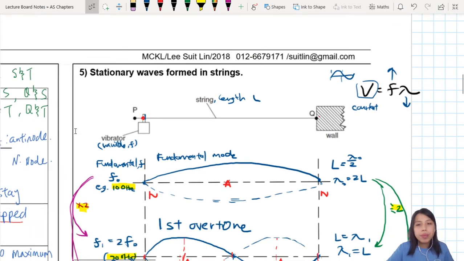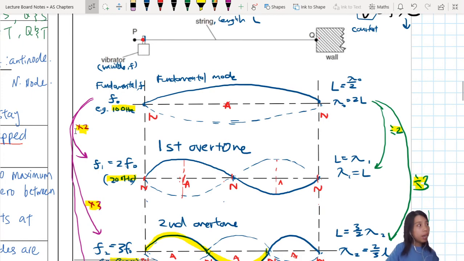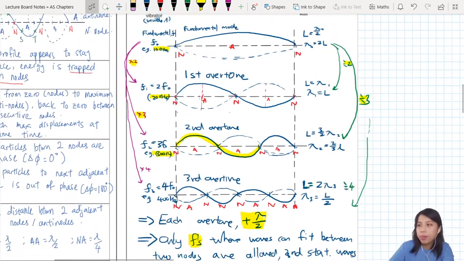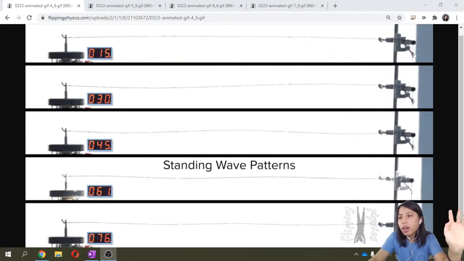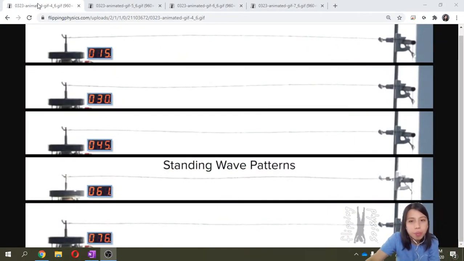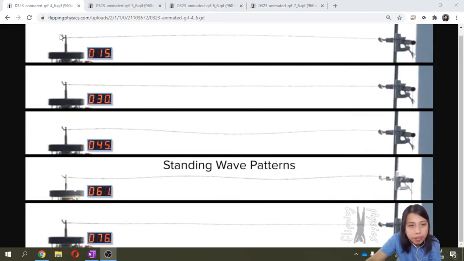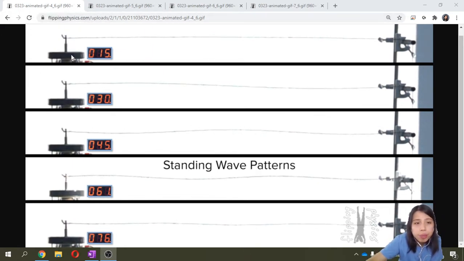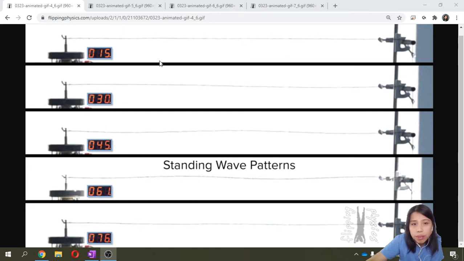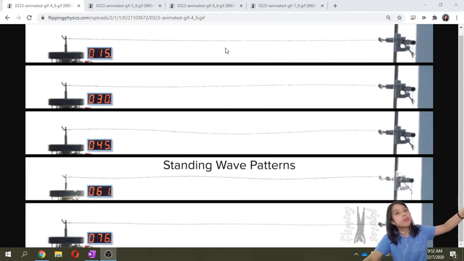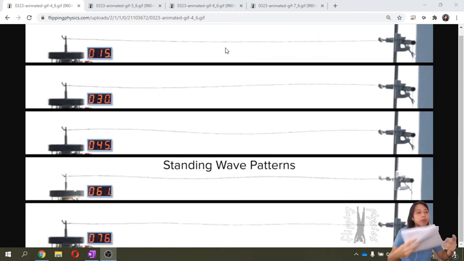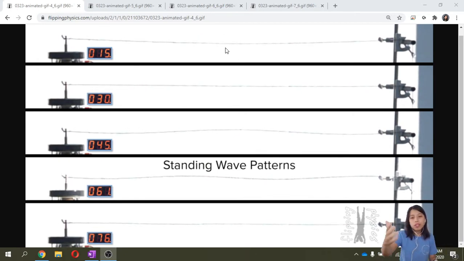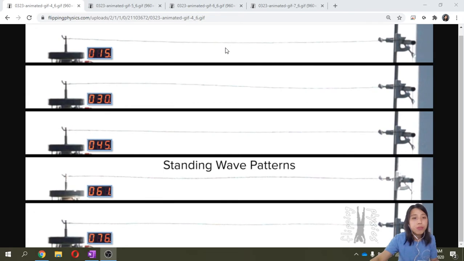Okay, so let's look at some gifs to better understand this whole stationary wave idea. Let's go back to our experiment here. Like I said, this fella did a slow-mo camera, Flipping Physics, awesome gifs. For the first one, the fundamental mode, you just see one antinode in the middle vibrating up and down. In this case, for this material, we have a fundamental mode of 15 hertz.